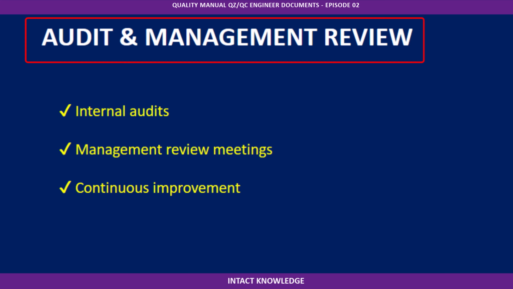Audit and management review. The quality manual explains how internal audits are conducted and how top management reviews the performance of the QMS. During audits, the quality manual is usually the first document auditors ask for because it gives a complete picture of the company's QMS.